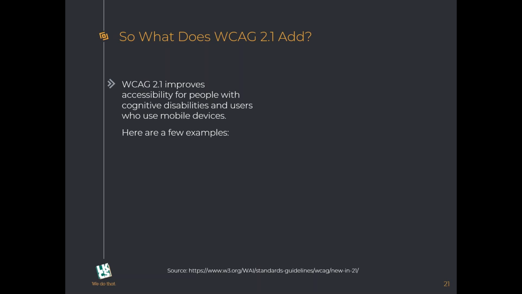So what does the WCAG 2.1 level guidelines add? Basically what this is doing is improving accessibility for people with cognitive disabilities and users who use mobile devices. Okay, so a lot of the upgrades have been with the technology that the mobile side has kind of brought on. So some examples of this are orientation. Okay, websites should support both landscape and portrait orientations.